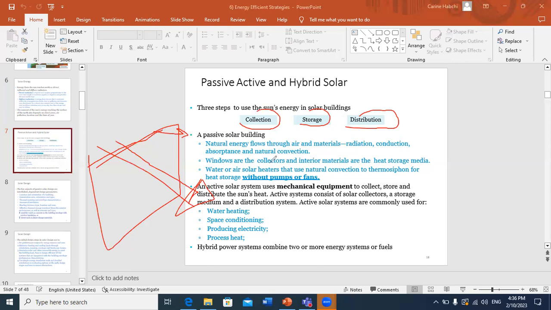If we talk about free or natural convection, whenever you create a temperature difference, you will have flow of air by natural convection due to differences in buoyancy, and this will lead to natural ventilation of your space. As I mentioned, we'll discuss these strategies in coming slides. Windows are the collectors, and interior materials will be the heat storage media. That's why we should appropriately select the interior materials, depending on the climate and the season.